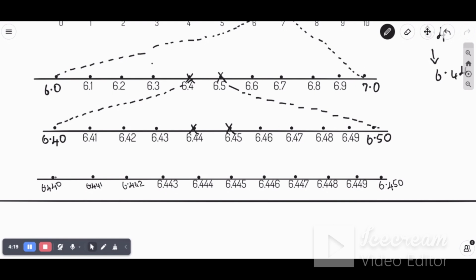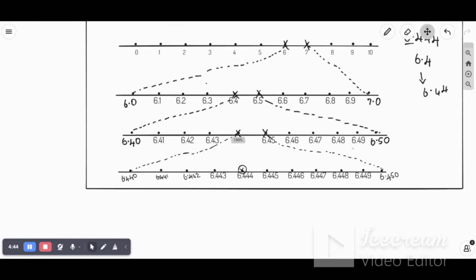So now match this number 6.44 and 6.440. Make sure that you match only equal numbers. And then your 6.45 with your 6.450. Now finally what you have to mark? 6.44. So we have finally arrived at your solution. 6.444, mark it nicely and neatly. So this is how we ended up your question.